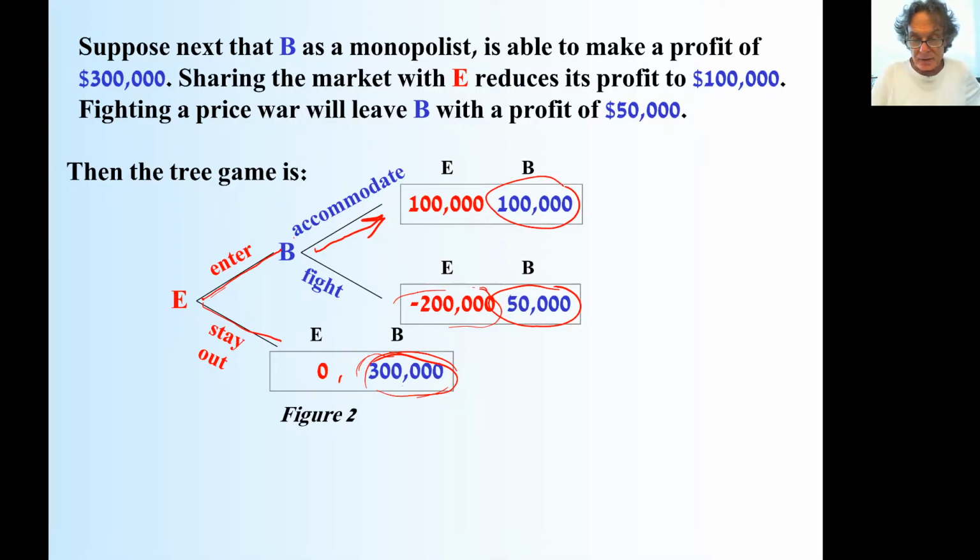E knows it. He knows that if he is going to enter, then B is going to accommodate, and therefore he will make 100,000. Okay, and if he stays out, he gets 0. So he has to compare the 100 with the 0, and since 100 is more than 0, he goes here. The only outcome is they share the market 100-100. You see, E will decide to enter, knowing that B decides to accommodate.